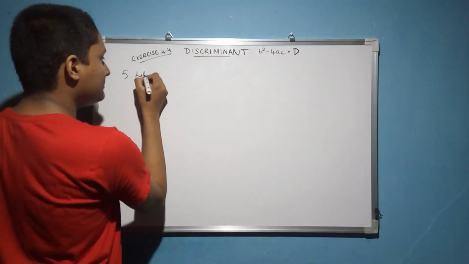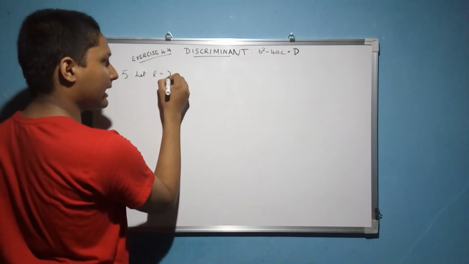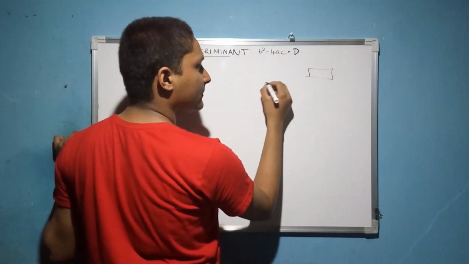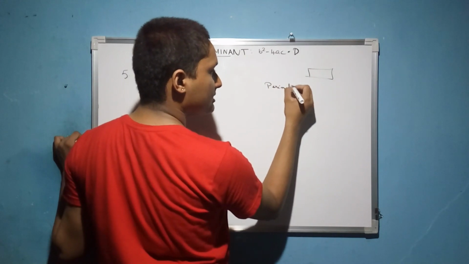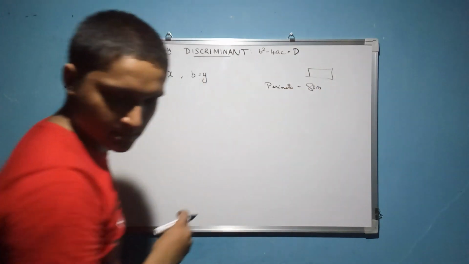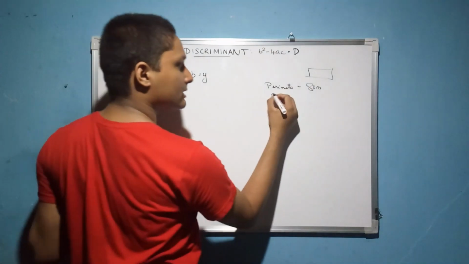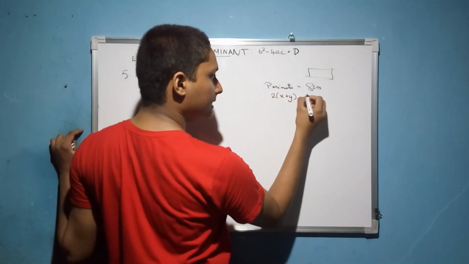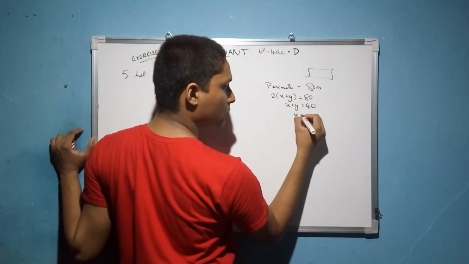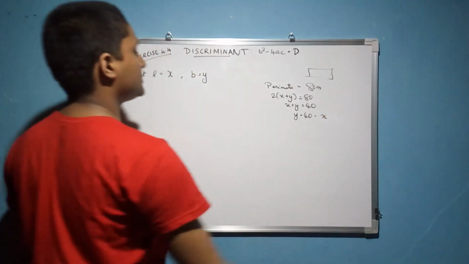Okay, so let the length, I'll just write short forms, L, length is equal to x and breadth is equal to y. So we have a rectangle where the perimeter is given to be 80 meters. The perimeter is 2 into L plus B, that is 2 times x plus y is equal to 80, or x plus y is 40, or y is equal to 40 minus x. This is for substitution.